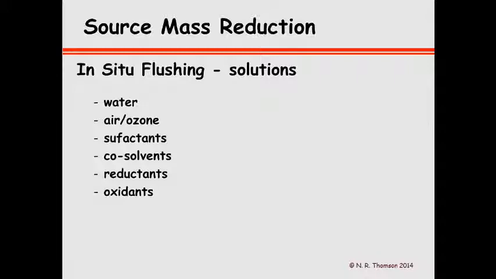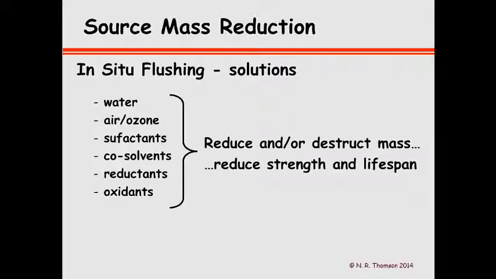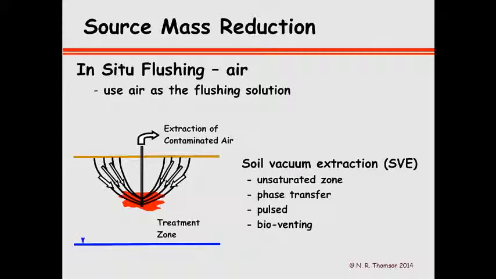Well, what is the choice then of the flushing fluids? Well, they can range from water, air or ozone in an in situ air sparging application, surfactants, co-solvents, reductants, or oxidants. The goal here is to create an in situ reaction zone where you reduce and destroy mass, thereby you reduce the strength and lifespan of the source zone. Let's just have a peek at a few of these.